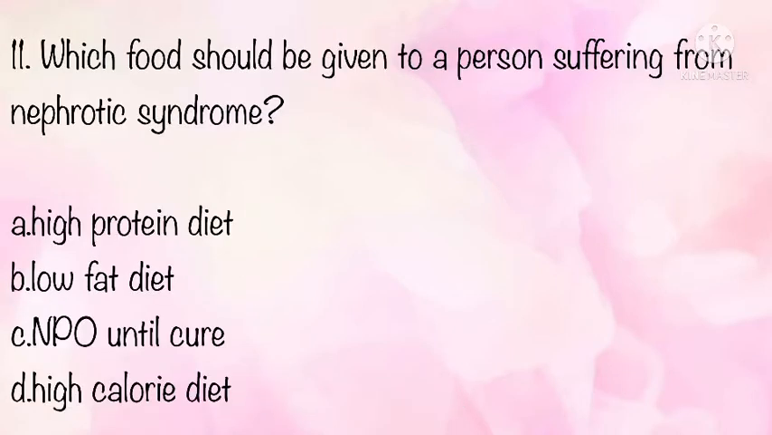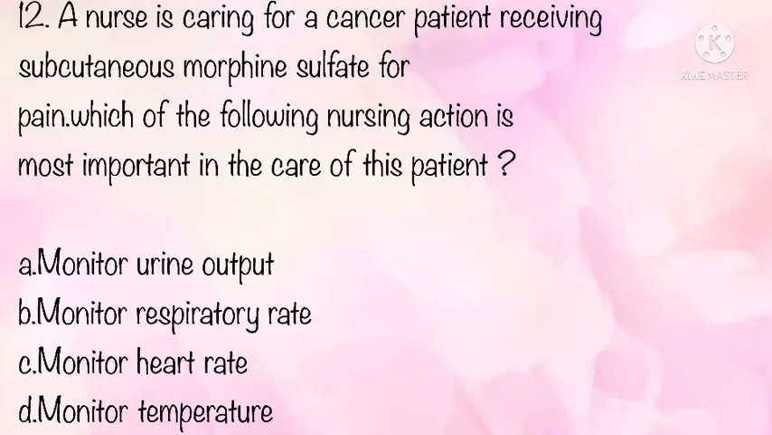Which food should be given to a person suffering from nephrotic syndrome? High protein diet, low fat diet, NPO until cure, high calorie diet. The correct answer is A, high protein diet. A nurse is caring for a cancer patient receiving subcutaneous morphine sulfate for pain. Which of the following nursing actions is most important in the care of this patient?